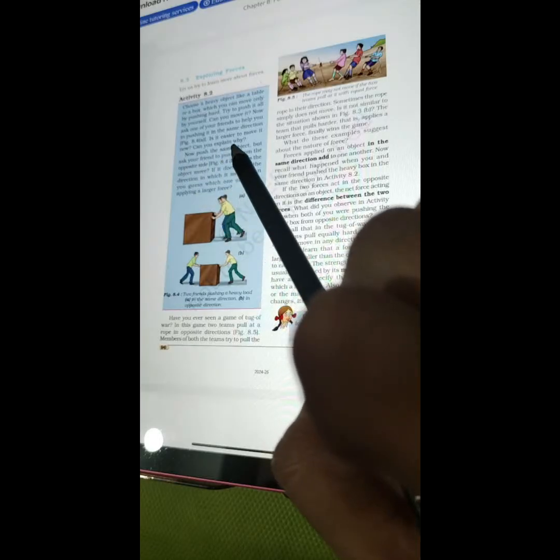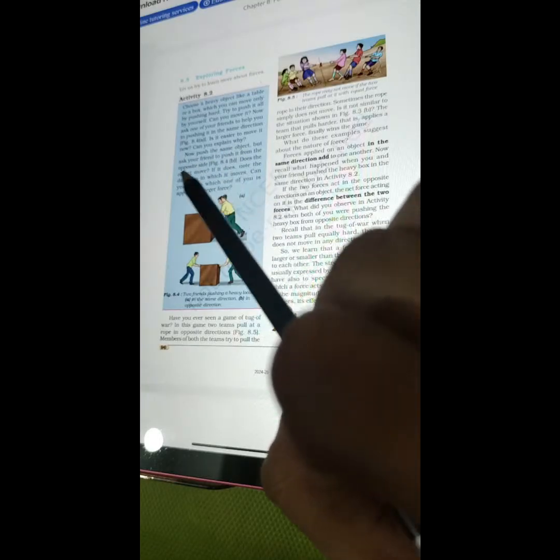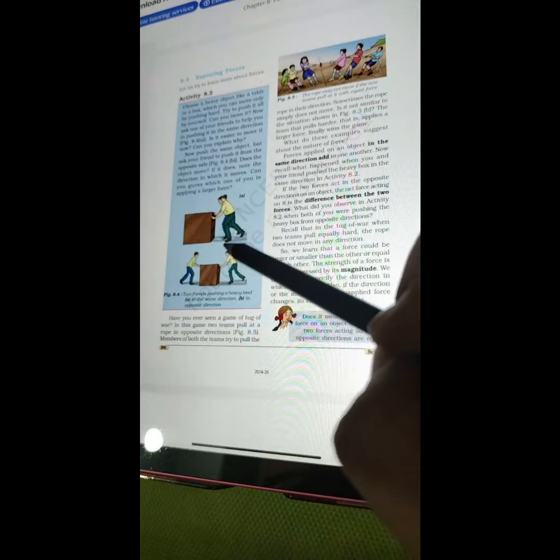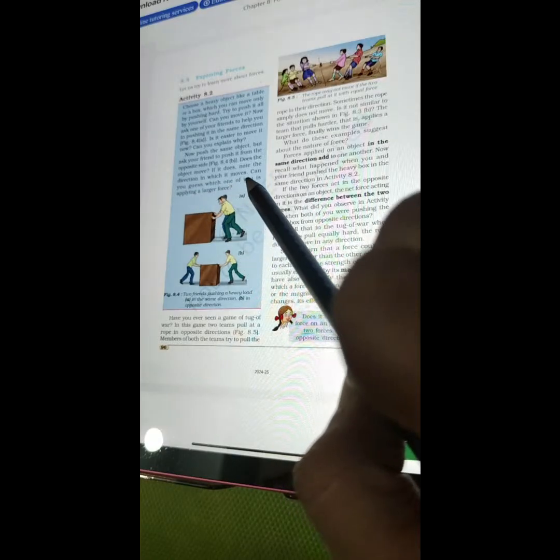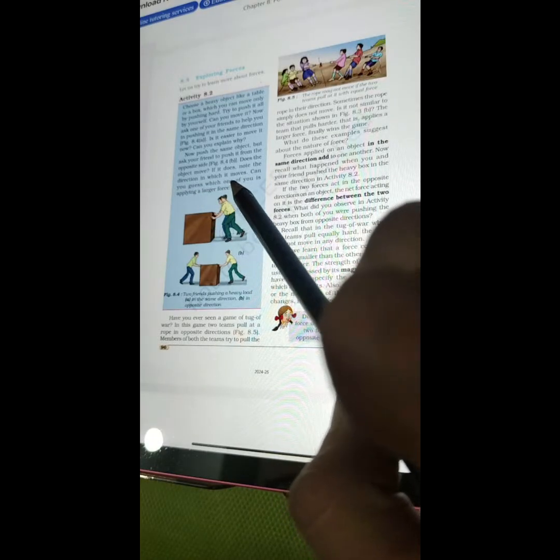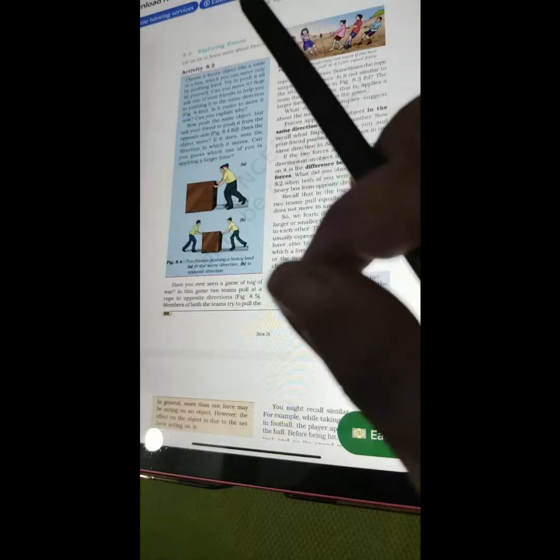Can you explain why? Now push the same object but ask your friend to push it from the opposite side as seen in B. Does the object move? If it does, note the direction in which it moves. Can you guess which one of you is applying a larger force?